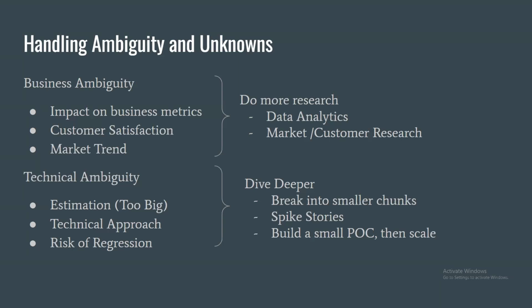The third thing is we build a small POC, and when the proof of concept works, then we scale. We make it production ready. We add more features to it. So dive deeper and break things into smaller chunks. That's the way to handle your technical ambiguity in general terms.